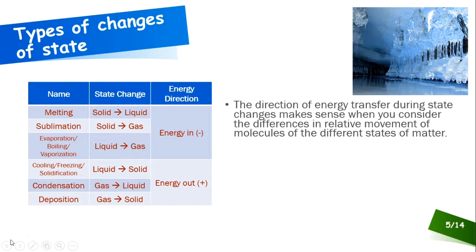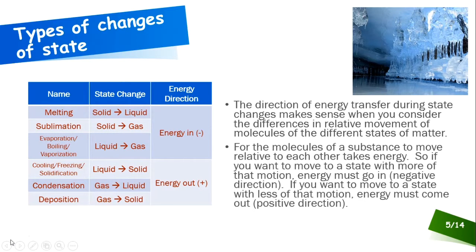So now the surroundings are gaining energy, and that's why that energy direction is considered to be positive. So you've got all the different names here for your different state changes. I highly recommend that you commit these to memory because you probably will see this again in homework assignments and on your test. So make sure you understand what the names are for each of these different state changes, and more importantly, what direction the energy is going in for each of these different state changes.